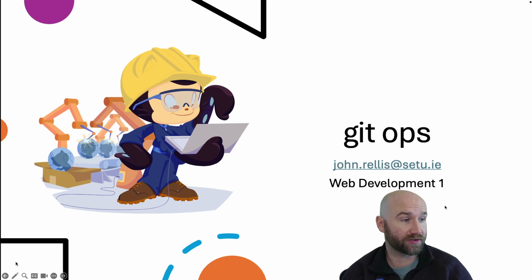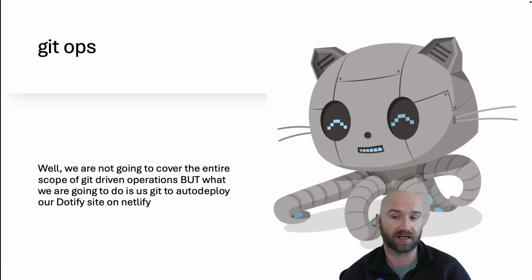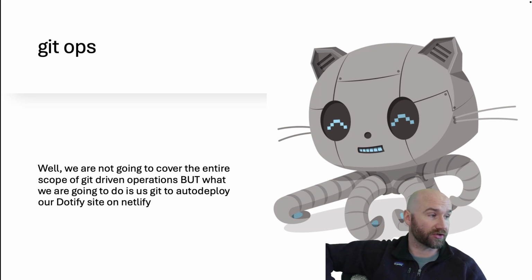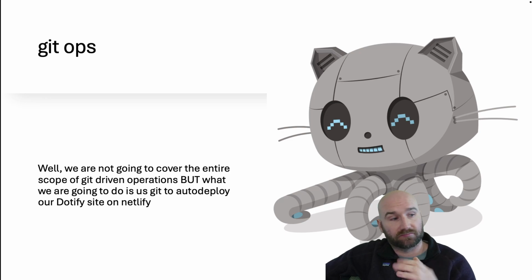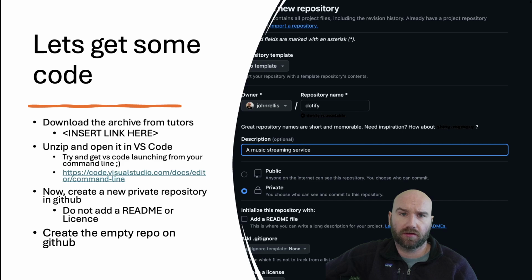I'm going to go through one specific example. I'm not going to melt your head with all the operations that can happen with Git. We're not going to cover the entire scope of Git-driven operations, but we're going to use Git to auto-deploy our Dotify site that we did in WebDev 1 to Netlify.